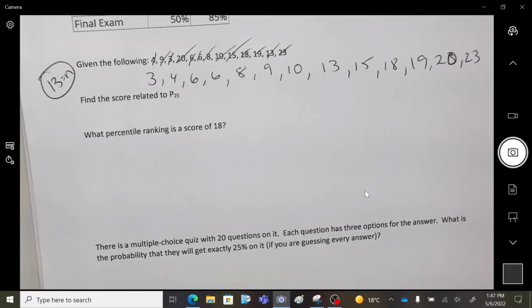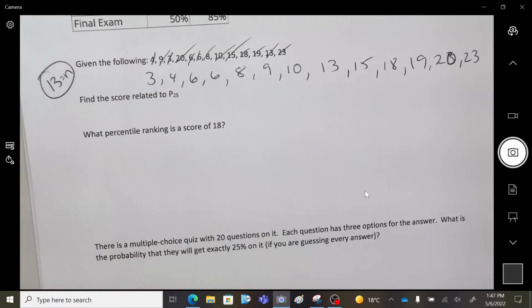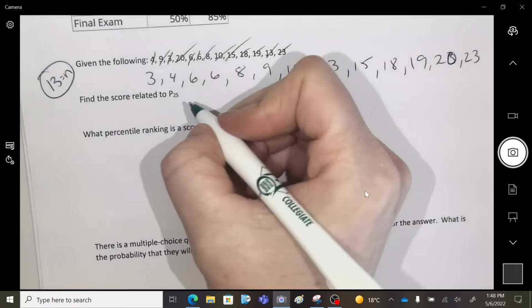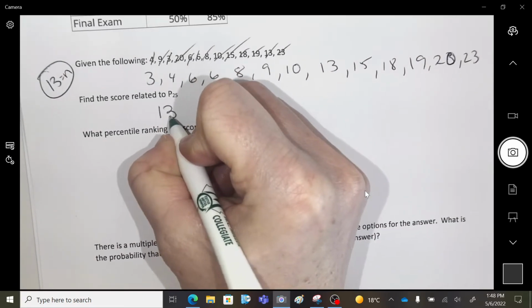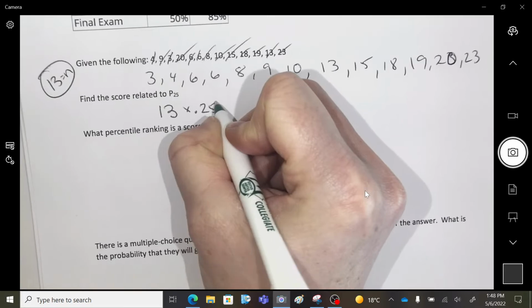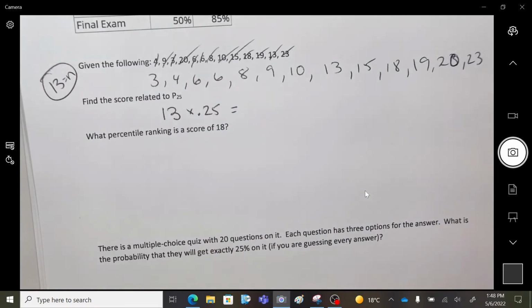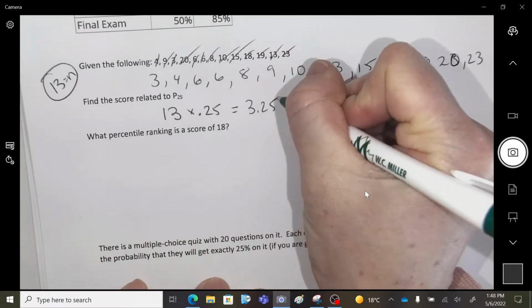Okay, what score is in the P25, the 25th percentile? So 13 scores times 0.25 equals 3.25.